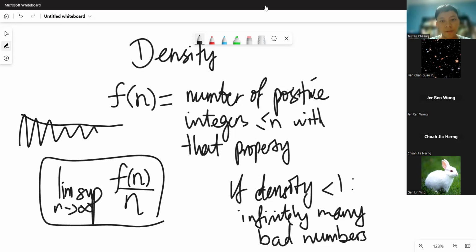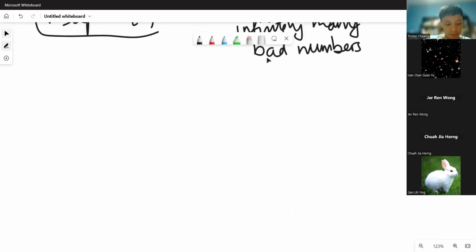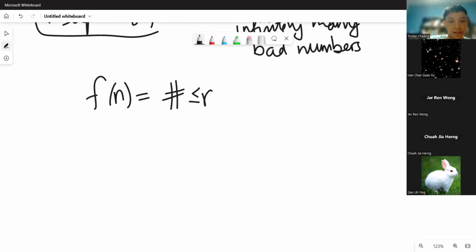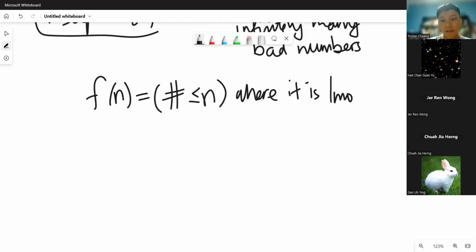For example, if we say that Fn is the number of integers less than or equal to n that are 1 mod 10, you expect the density to be 1 over 10. So it's like saying 1/10 of the positive integers have this property in some sense, right?